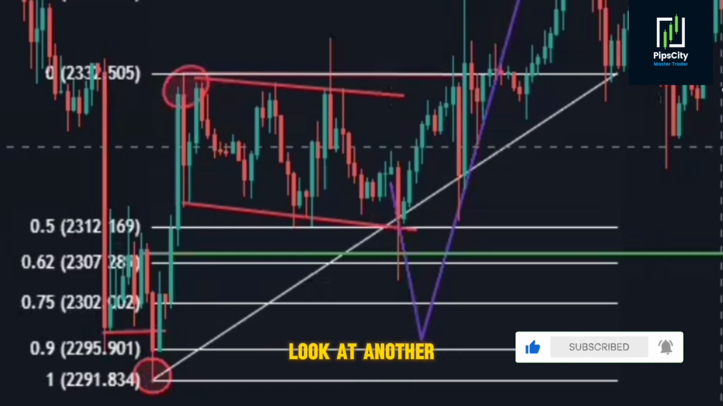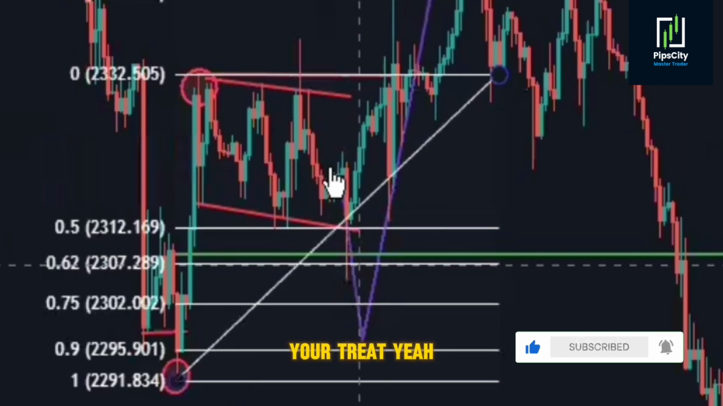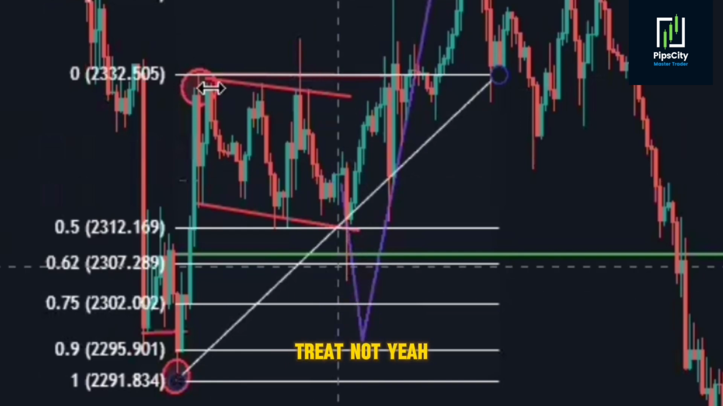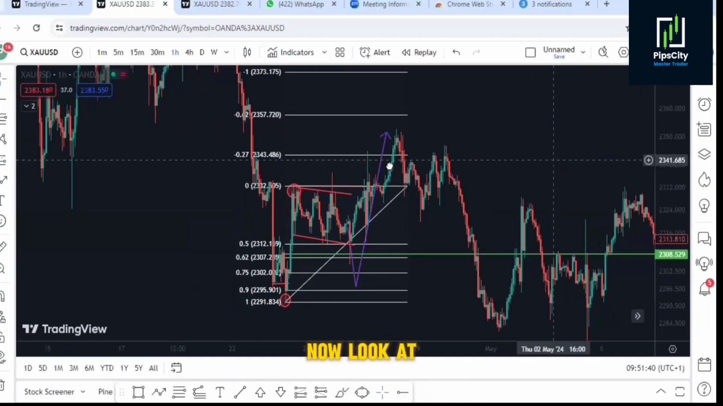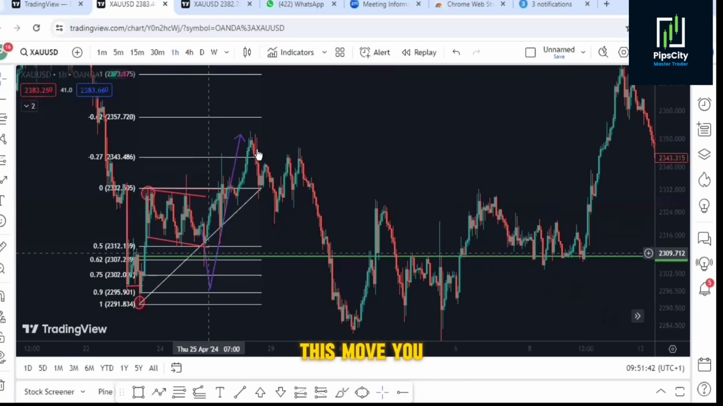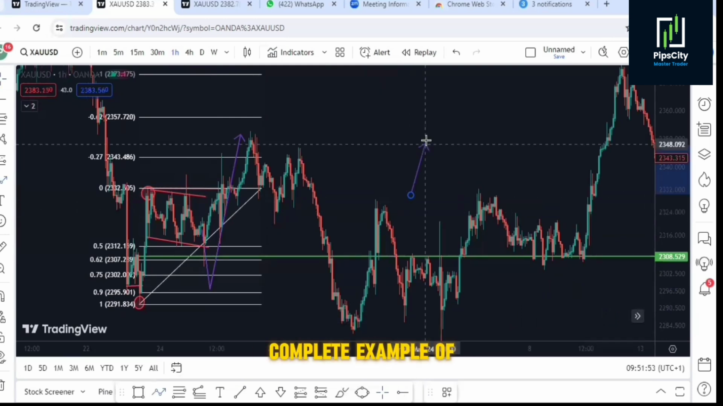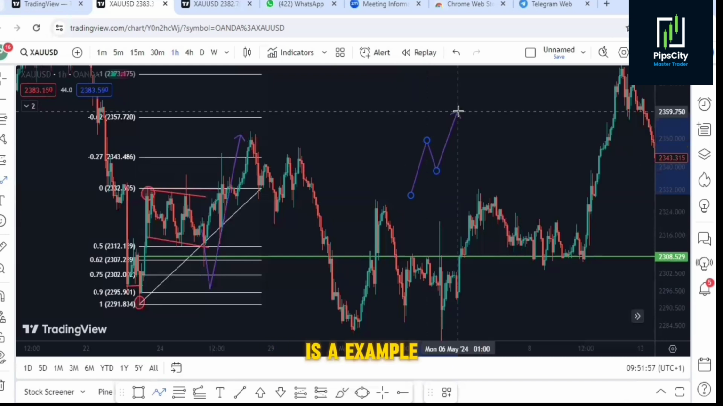Now let's look at another example. This is actually your trade here. This area is your trade, not here, not the support and resistance area. Now look at this. Now after this move, you saw this push. Now I want you to understand a complete wave. This is an example of a complete wave. When you see something like this, this is an example of a complete wave.